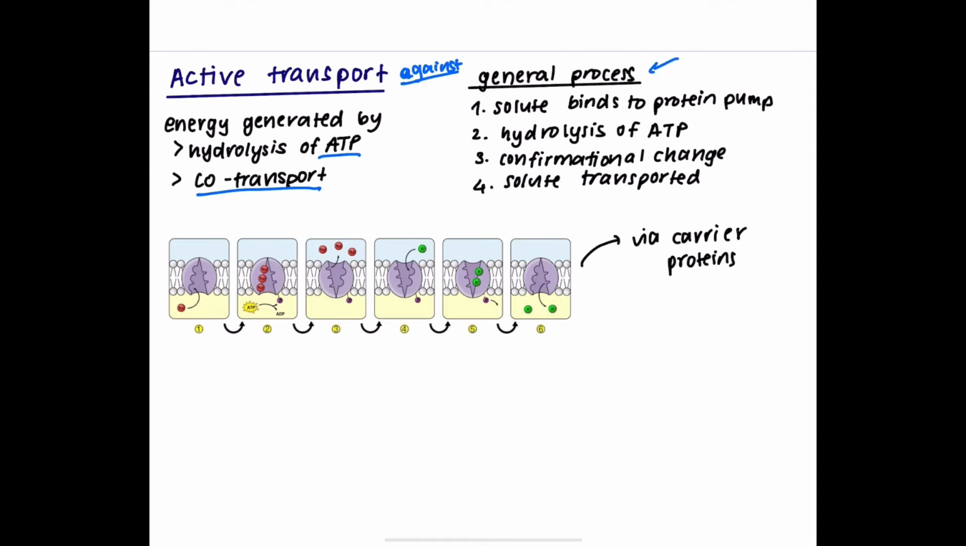So here's the general process of how active transport works. First off, we have a specific solute that will bind to the protein pump on one side of the membrane. Then the hydrolysis of ATP to ADP will cause a conformational change in the protein pump, and this allows the solute molecule to be translocated across the membrane against the gradient. And it is then released. This is done via carrier proteins, so carrier proteins can both do facilitated diffusion as well as active transport.